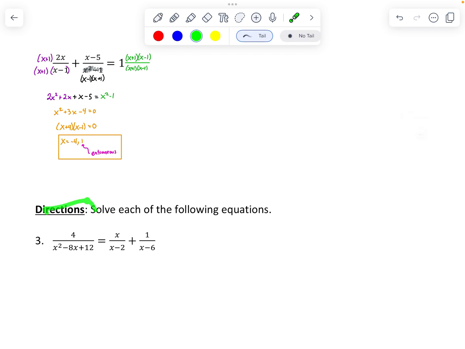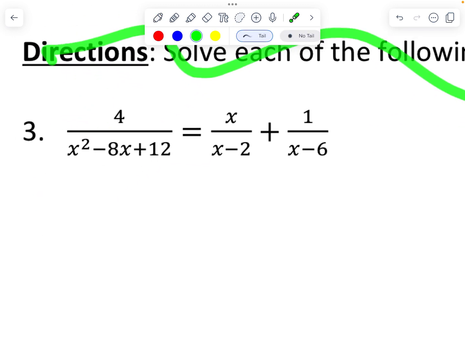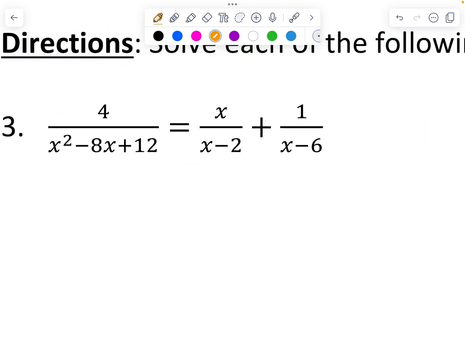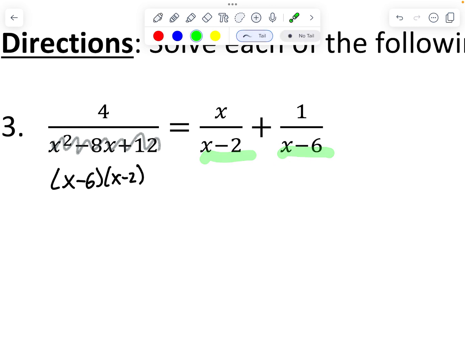So forget that that's even there. All right, number 3, we got a double bubble again to start with. So we're getting rid of this, and we're double bubbling that into x minus 6 times x minus 2. And that's nice because here's x minus 6 and x minus 2 on the other side. So all we have to do is multiply the first one by x minus 6 on top and bottom, and the second one by x minus 2 on top and bottom.